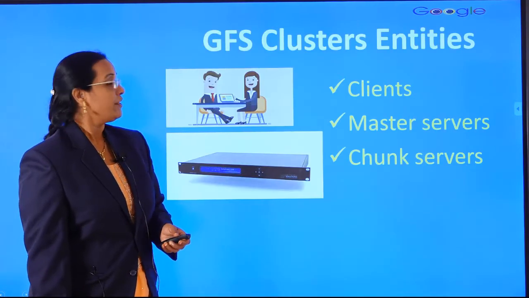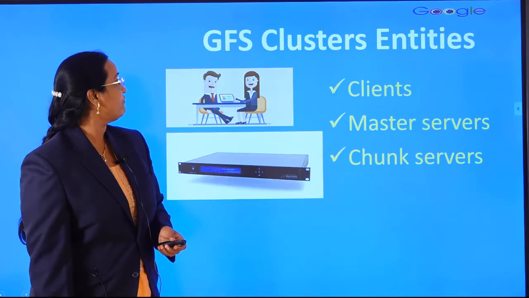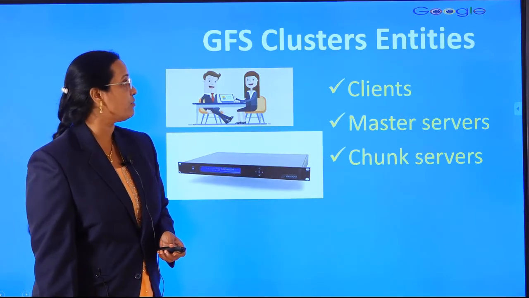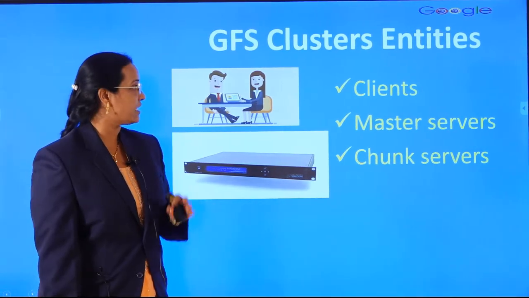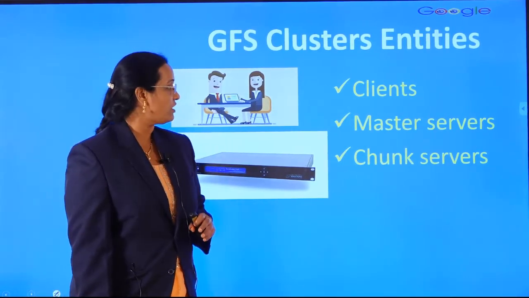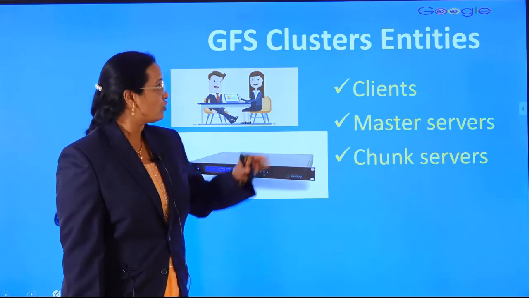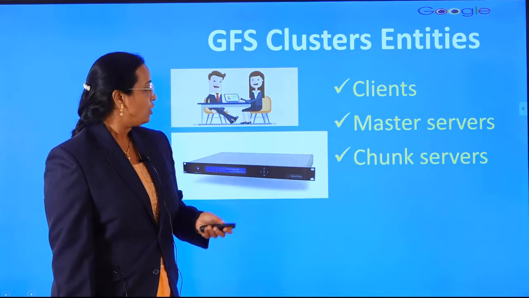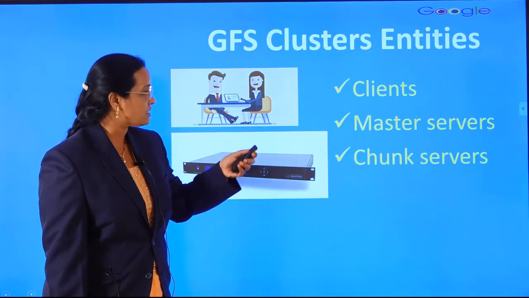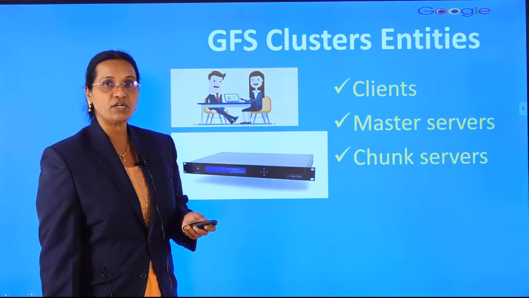The most important thing is GFS, the Google File System cluster entities. We have 3 entities: clients, master servers and chunk servers. These are the 3 important entities of the Google File System. We'll see how the client will work, how master servers will work, and how chunk servers will work.